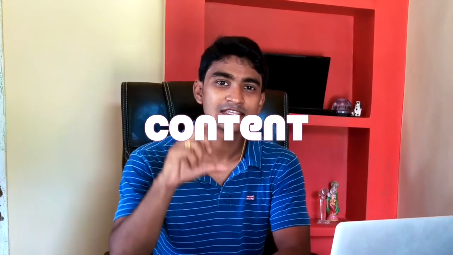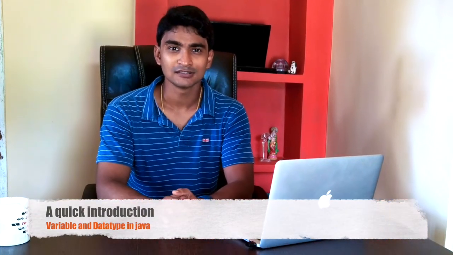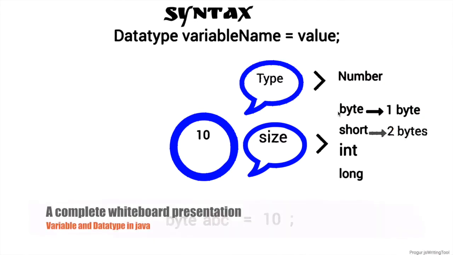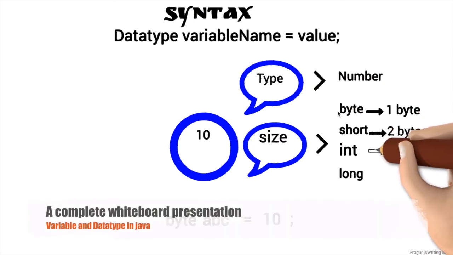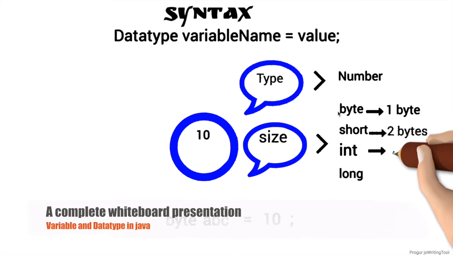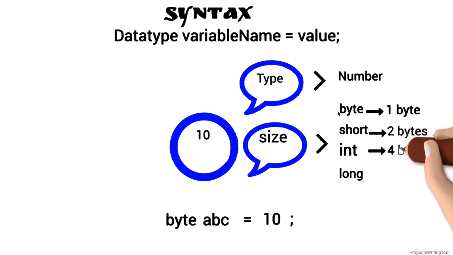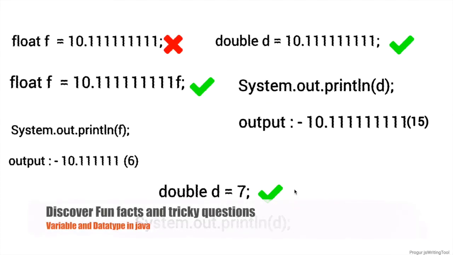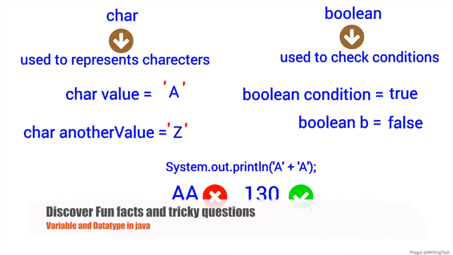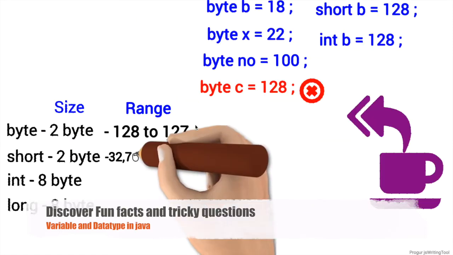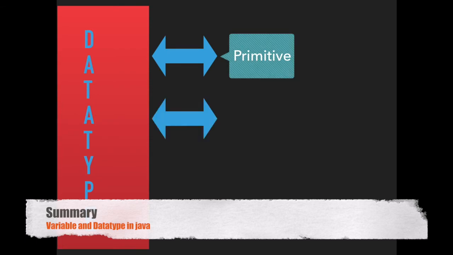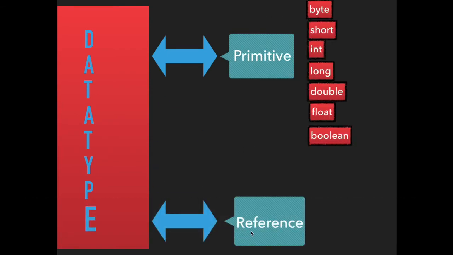Now let's quickly see the content of this tutorial. First, I'll give you a quick introduction to variables and data types in Java. Then I'll take you to my whiteboard animation and I'll walk you through each and every data type of Java right from the scratch. In between, I'll cover a lot of fun facts and a lot of tricky questions for the beginners out there. In the end, I'll summarize everything that we learned throughout this entire tutorial.